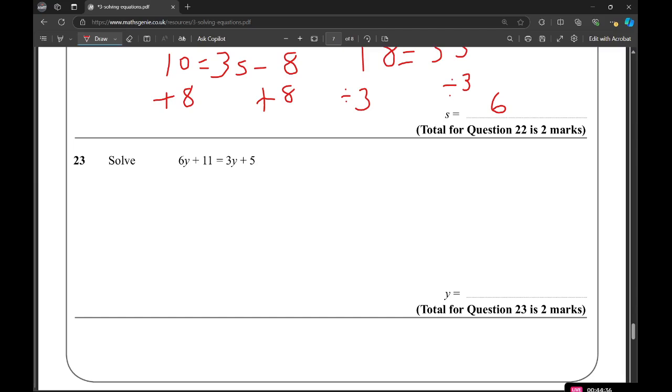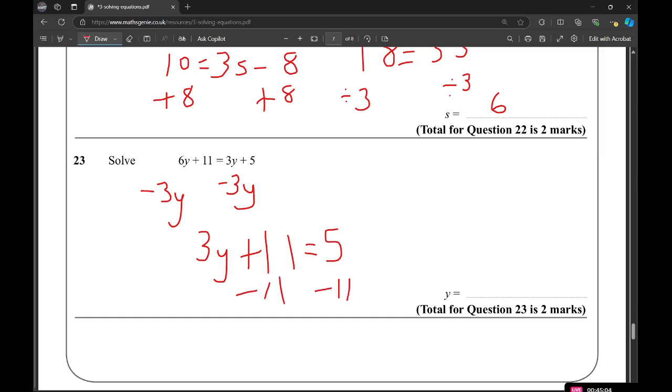So solve 6y plus 11 equals 3y plus 5. I'm going to subtract 3y on both sides. So 6y minus 3y is equal to 3y, plus 11 is going to equal 5. Now I'm going to subtract 11 on both sides. So 3y equals 5 minus 11, which is minus 6. Divide by 3, y equals minus 6 divided by 3, which is minus 2, so y is equal to minus 2.